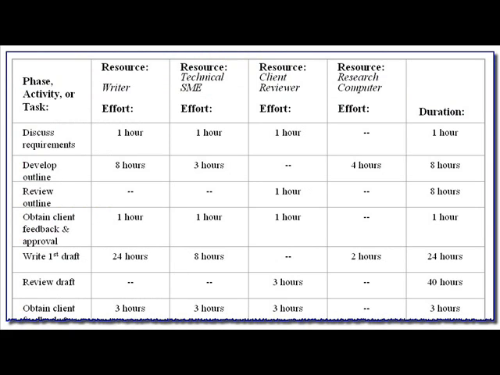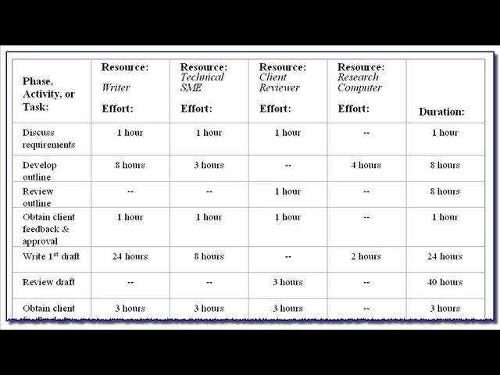Now here's an example of an effort duration table. Notice we have the tasks listed down the left-hand column. This is for our writing project. And across the top, we have listed the resources that are going to be needed. So we have the writer, the technical subject matter expert, the client reviewer, and a research computer. That's another resource, but it's a piece of equipment. And finally, the last column is duration.